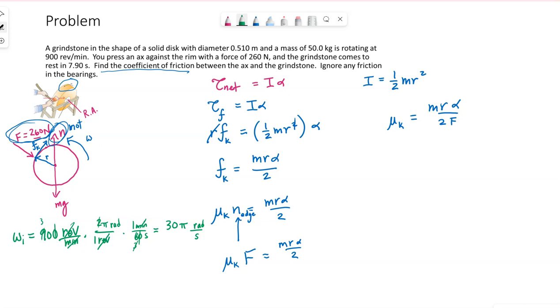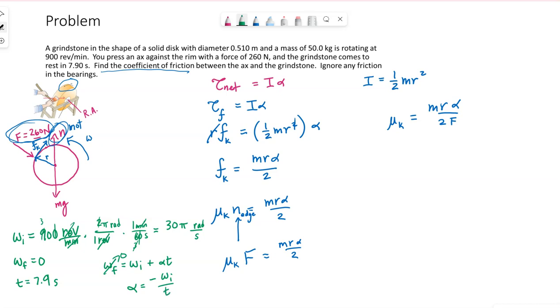What else do we know about the motion? So we've pushed the axe against the rim. It comes to rest. So omega final is 0. And it does so in 7.9 seconds. Now again, we need alpha. So this one is 0. Alpha will be minus omega initial over time.